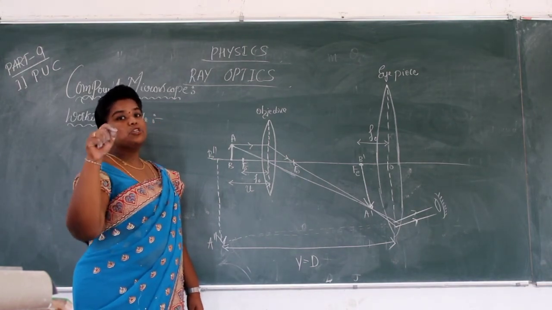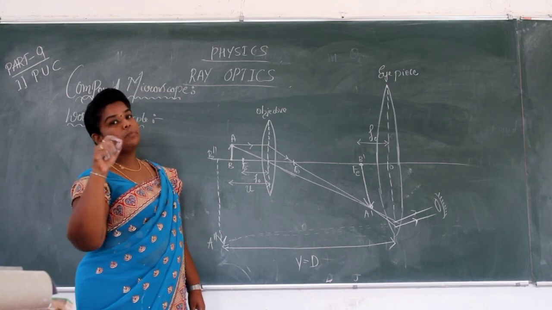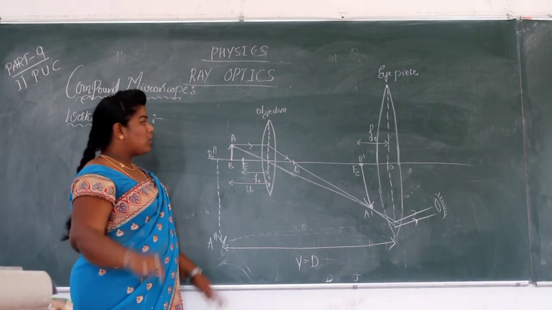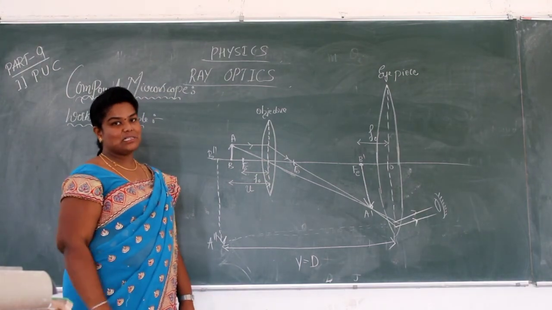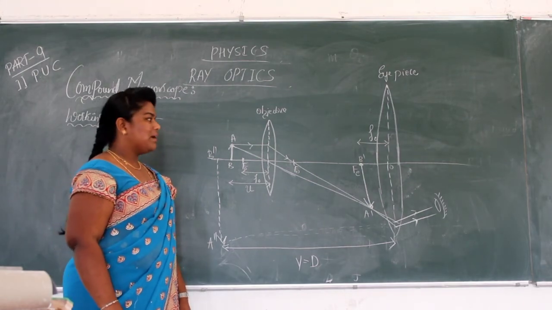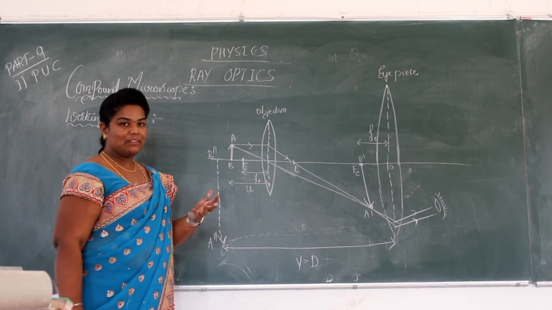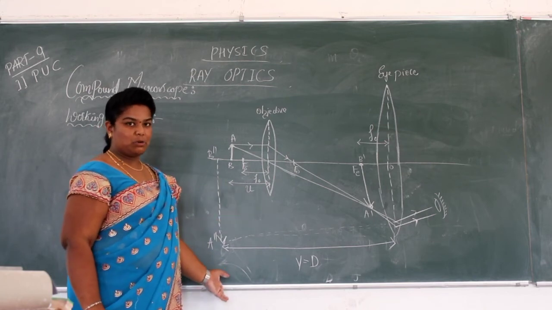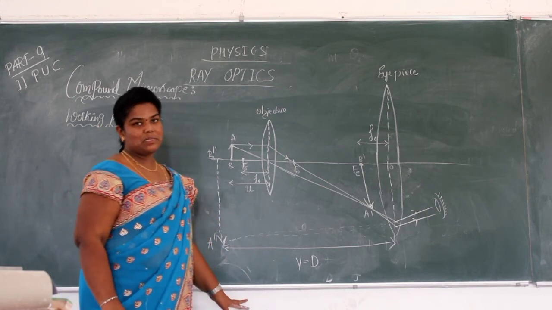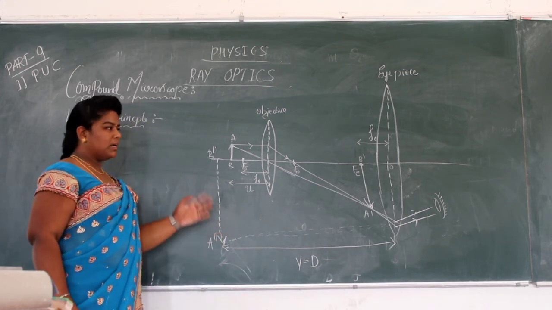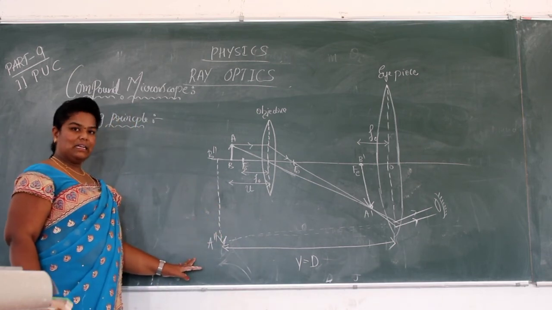So that it is assumed to be at least distance of distinct vision. But here we are not doing that. Whatever we did in the linear magnification case, that same case we will observe here. Hope you got the working principle. Don't get confused, just understand the working principle clearly.